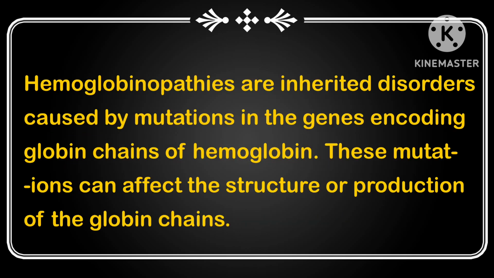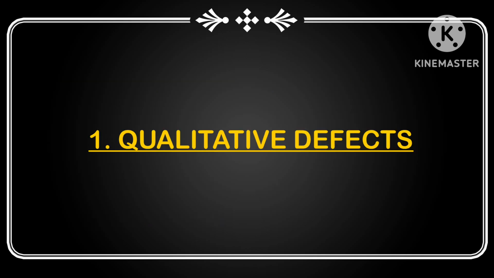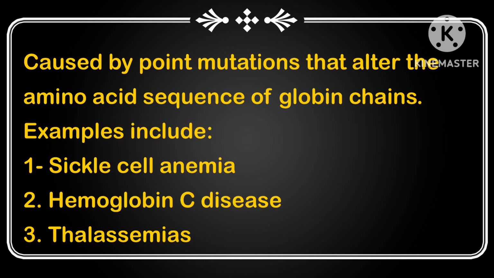Hemoglobinopathies. Hemoglobinopathies are inherited disorders caused by mutations in the genes encoding globin chains of hemoglobin. These mutations can affect the structure or production of the globin chains. 1. Qualitative defects, or structural defects, caused by point mutations that alter the amino acid sequence of globin chains.